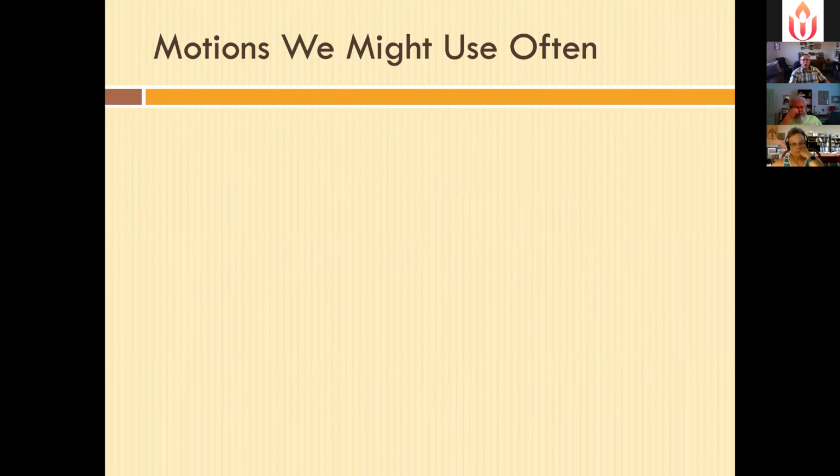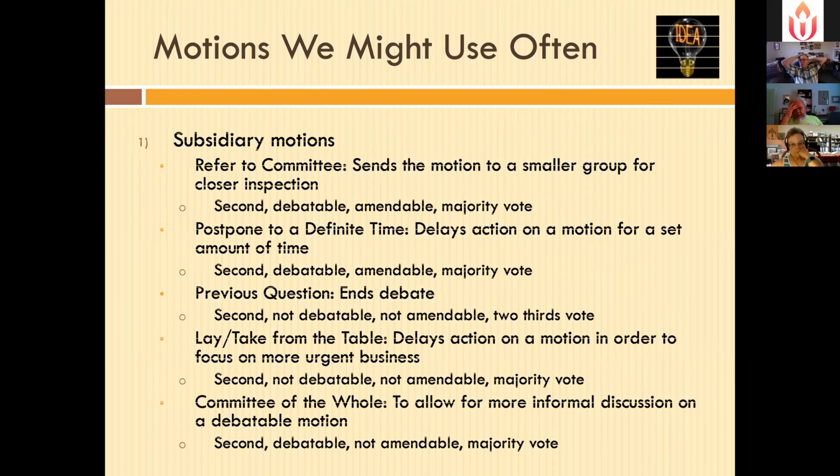And some of the subsidiary ones, an example that Jim Basler gave, is refer to committee. You can send something back to a smaller group for closer inspection, like, is this harmonious with other bylaws? That is debatable. It can be changed.